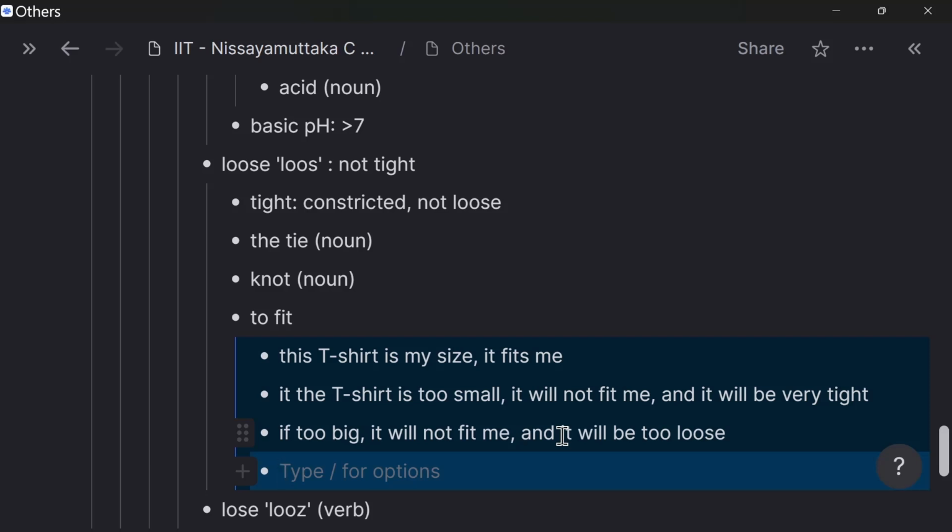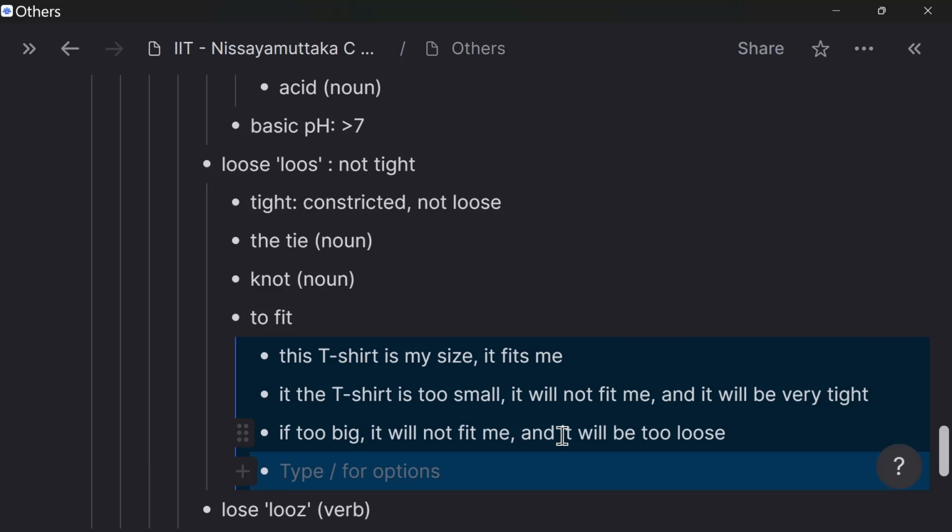Okay, fit. I think for the t-shirt it's usually a verb. It fits me. It fits you. That's another sense. It's a verb as well. It fits me. It could be in another sense, like it is suitable for me. It fits you.